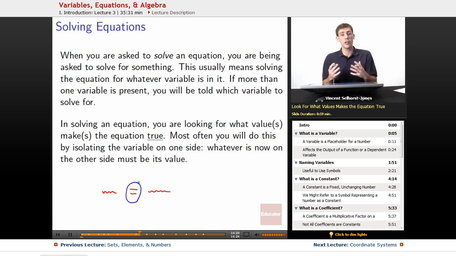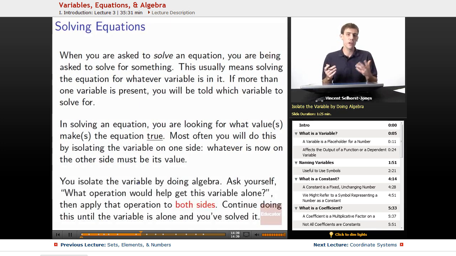Most often you'll be able to figure out what the values are that make something true by isolating a variable or variables on one side. You'll isolate the variable on one side, and then whatever's on the other side must be the value of that variable. How are you going to do that in general? Normally you're going to isolate the variable by doing algebra. You will ask yourself, what operation would help get this variable alone? What would I have to do to this side to be able to get this variable on its own? Then you do that operation to both sides.